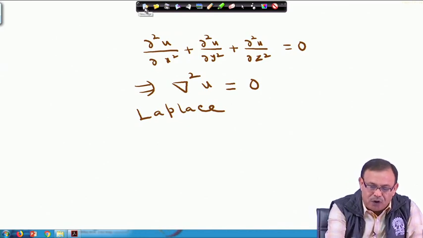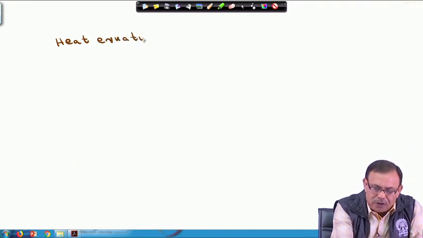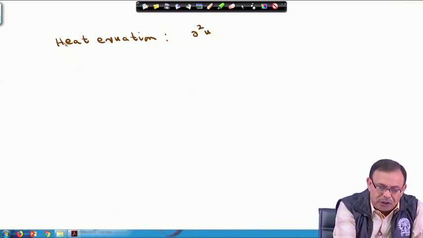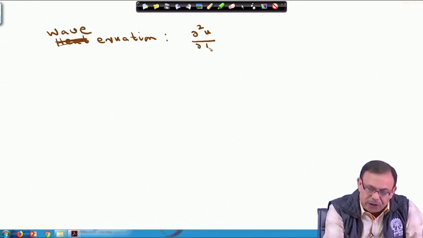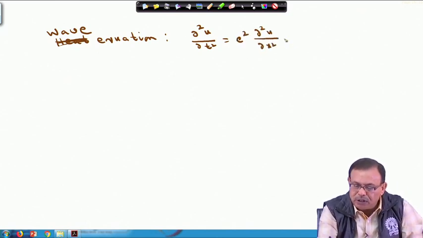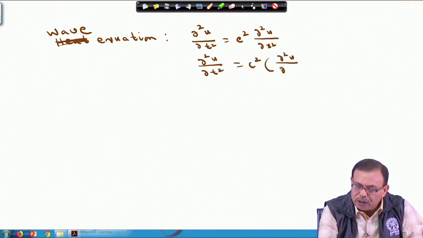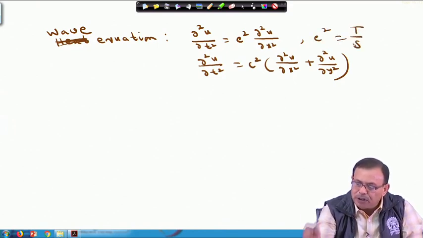So, these three types of equations: the wave equation, heat equation and the Laplace equation. In one form if I have to write, first let me write down the wave equation: ∂²u/∂t² = c² ∂²u/∂x², or you can write ∂²u/∂t² = c² (∂²u/∂x² + ∂²u/∂y²), where your c² is T by S.